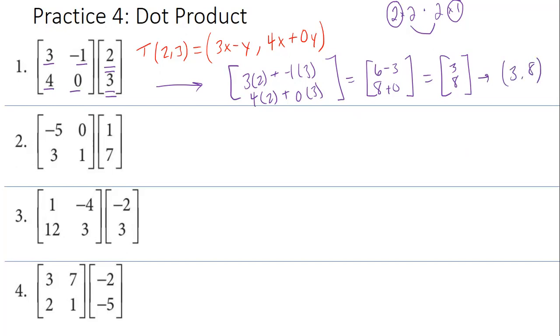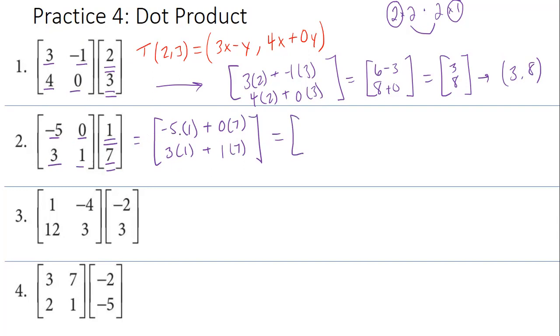Okay, we're going to do number 2 together, and then we'll have you do 3 and 4. Is that cool? All right, here we go. First in row times first in column, so that gives me -5 times 1, plus second in row times second in column, that gives me 0 times 7. That is my first element completed. I have no more rows to go. Does that make sense? Next, first in row times first in column, so that's 3 times 1, plus second in row times second in column, 1 times 7.